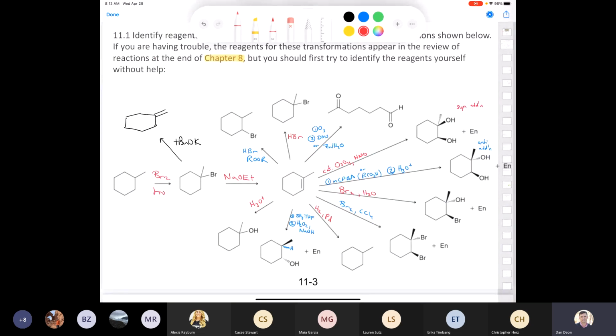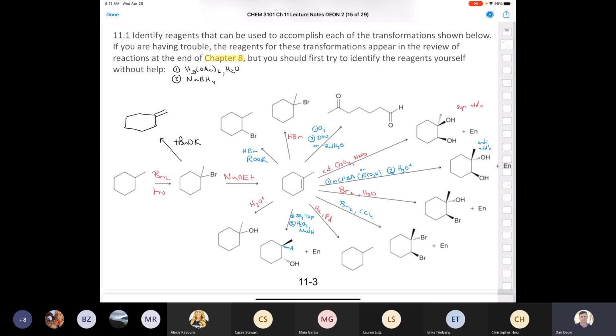There is one that's missing in here, and that would be oxymercuration-demercuration, right? Where in the first step we use mercuric acetate in water, and then in the second step we use sodium borohydride. That is missing from this question, and again, that reaction will affect the Markovnikov addition of water across the double bond. However, you avoid carbocation rearrangements. Okay, so I think that's really the only one that's missing on here.